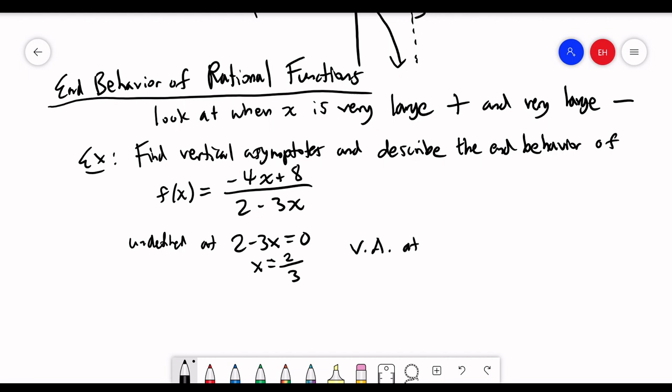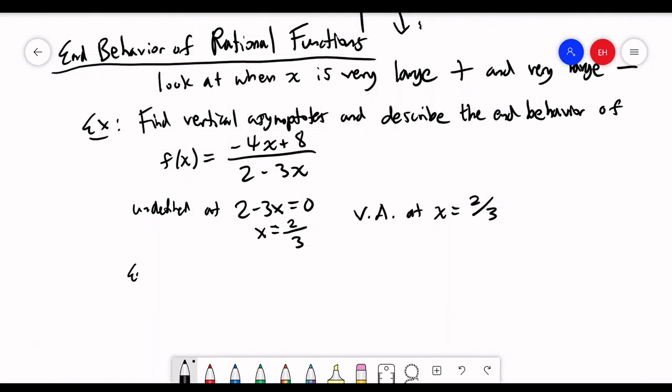And we check and make sure it's not a 0 on the top, and if you put 2/3 on the top, you're not going to get 0. So, okay, now the end behavior. I'm going to introduce some notation that's calculus notation, okay? But I just want you to start getting used to it now.